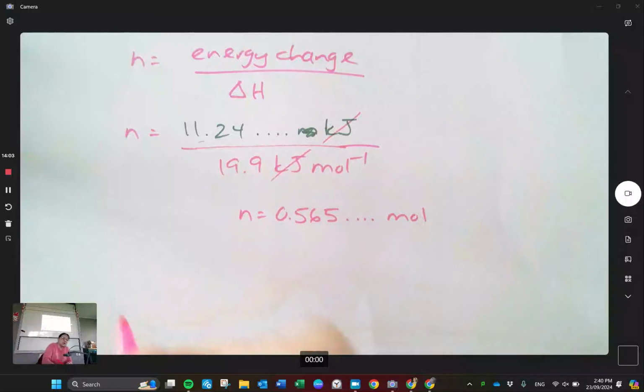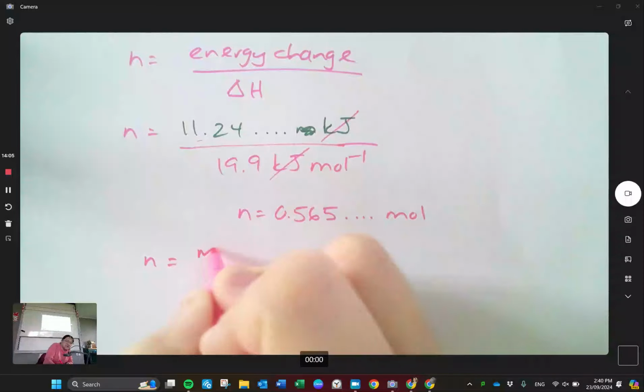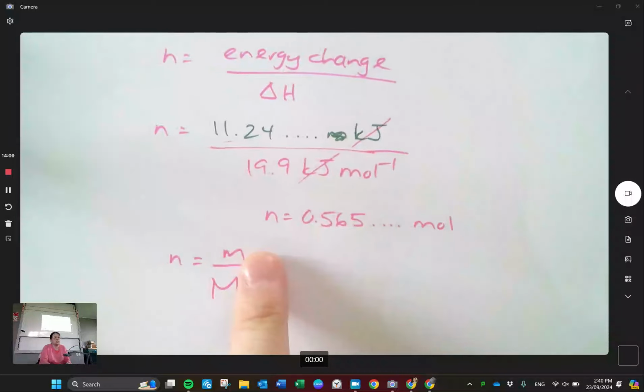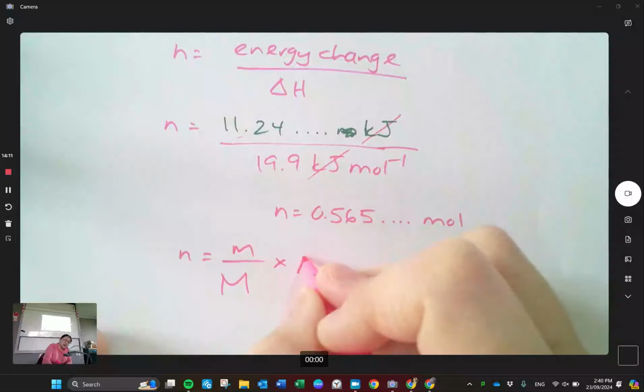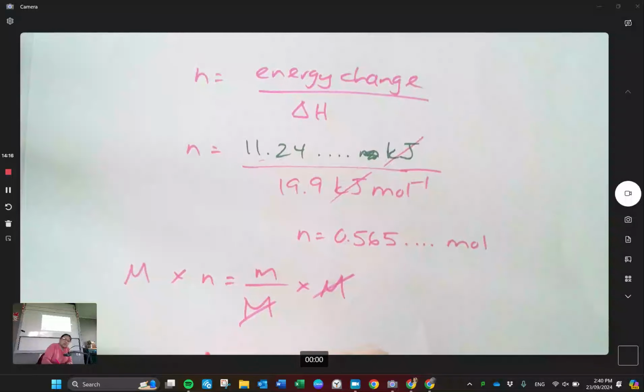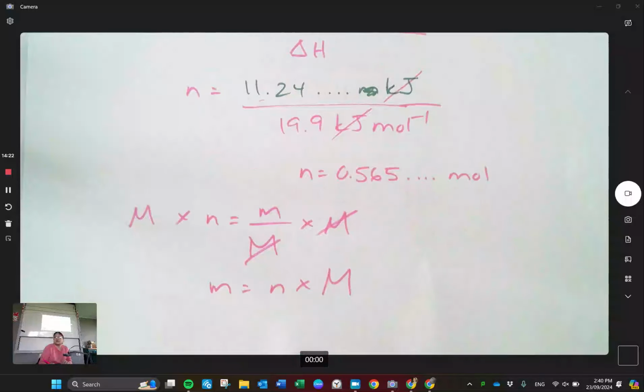Okay. So I'm using this N equals little m over big M equation again. In this case, I'm trying to solve for little m. So I'm multiplying this by big M, and the big Ms cancel. So I have little m equals N times big M. And then we just plug that in.